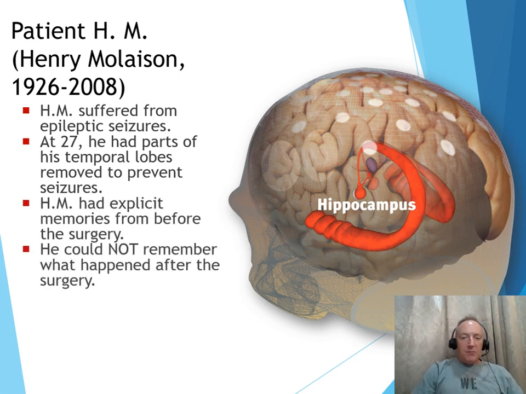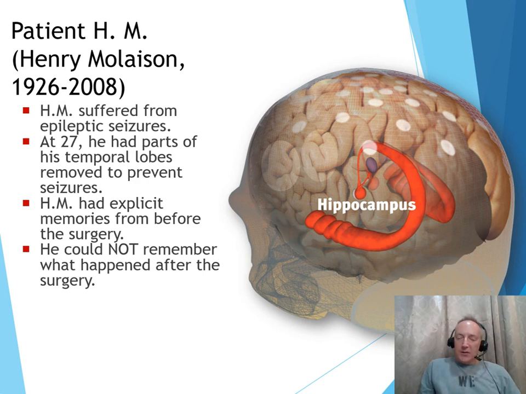He was a man who had severe epilepsy that was not responding to medications, and he was having repeated seizures, multiple seizures per day. At the age of 27, he underwent some brain surgery with the intention of alleviating the seizures by removing parts of his temporal lobes. But in doing so, they damaged something underneath the temporal lobes, the hippocampus.